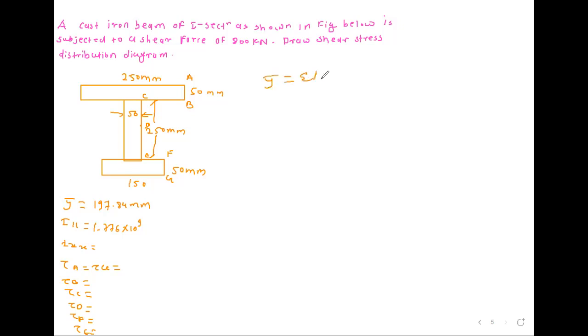Y bar is equal to summation AIYI divided by summation AI. Okay, so summation AIYI is how much? 6.436 into 10 raised to 6, divided by the sum of area, 32500. Calculate that, why is there so much variation? 198.03 comes. 6.436 into 10 to the power 6 divided by 32500.